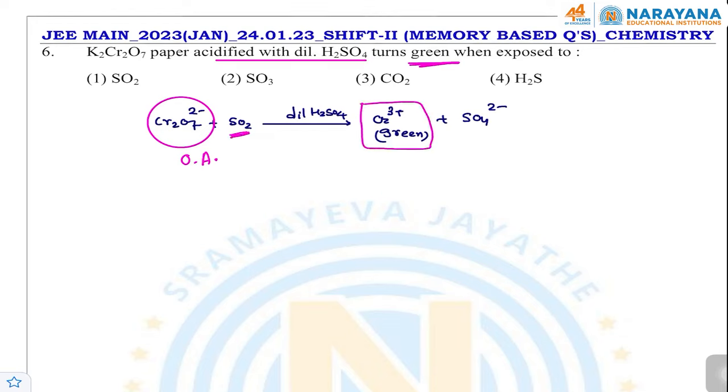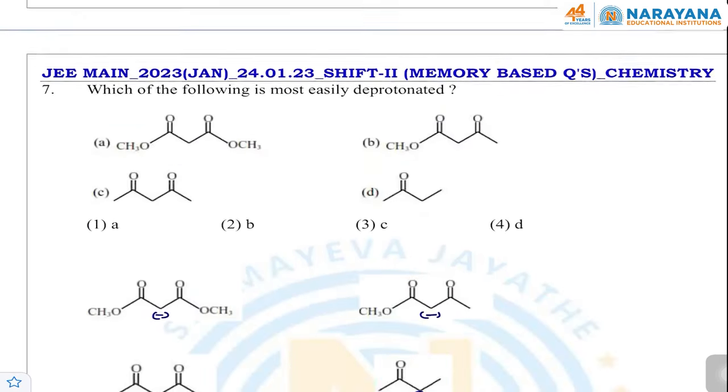So SO2 will react to produce chromium plus 3, which is green, and sulfate will be produced. So the correct answer is sulfur dioxide gas.